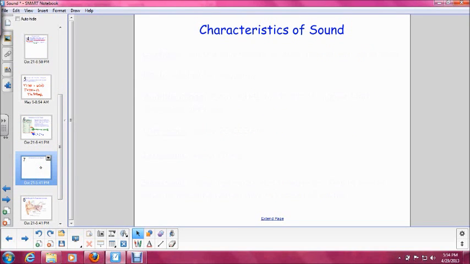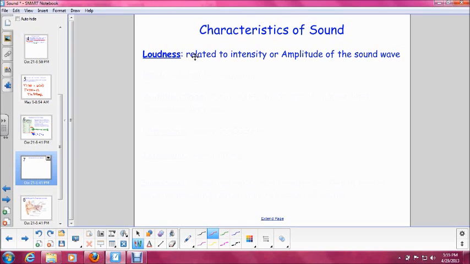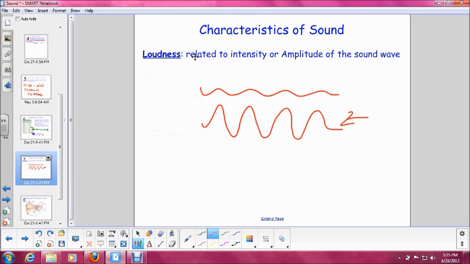Now let's talk about some characteristics of sound, because we know that you can make a ton of different sounds, and I want to give you the vocabulary to talk about those. The first term is loudness, and this is related to the intensity or the amplitude of the sound wave. And remember, amplitude is the maximum displacement from equilibrium. So if we have a sound wave like this, and we have the same sound wave that's the same frequency, but the amplitude is much larger, this one is going to be louder.